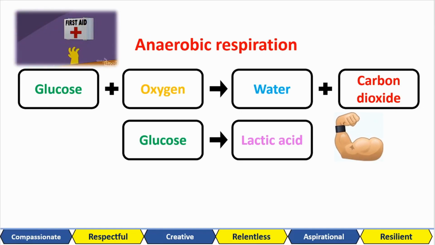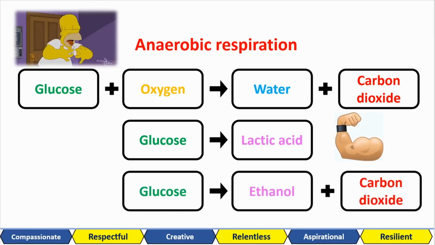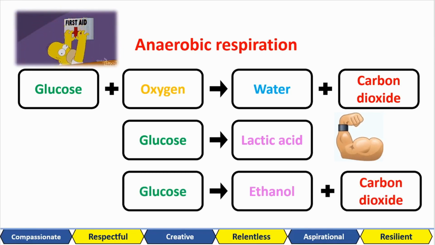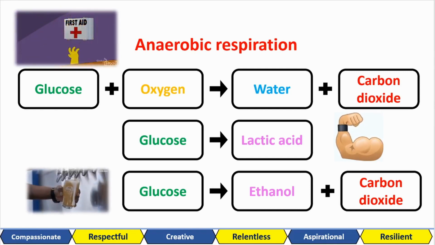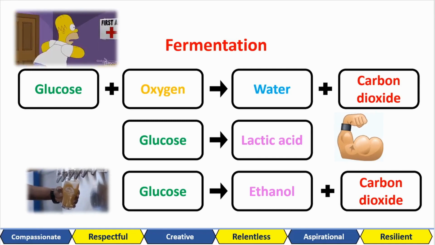The equation is slightly different for plants and yeast cells. The glucose is converted to ethanol and carbon dioxide, which is why anaerobic respiration in plants and yeast is used to make alcohol. The technical name for anaerobic respiration in yeast is fermentation.